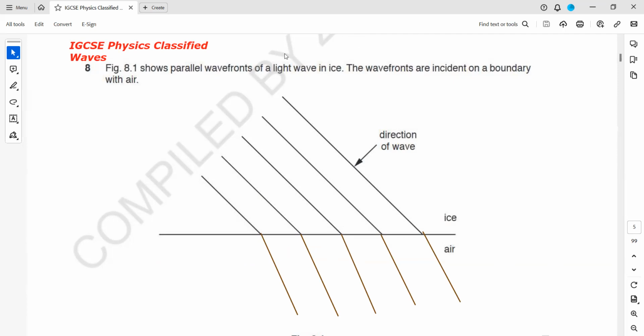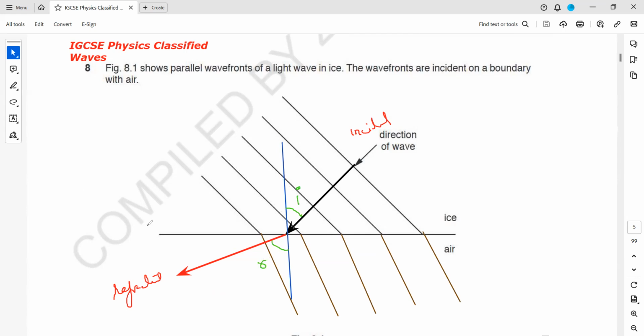So if this was the incident, if we continue this, the refracted direction, the red arrow, should always be perpendicular, or 90 degrees, to the wavefront. This is a wavefront, so this red arrow shows the refracted ray. This one is the incident. We draw a normal. The normal should always be perpendicular, or 90 degrees, to the surface. And we have to label the angle of incidence and angle of refraction. So this will be the angle of incidence and this will be the angle of refraction.